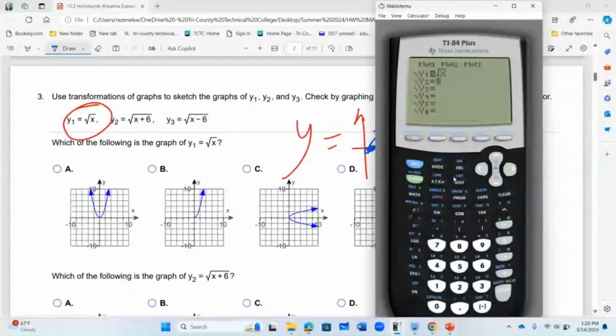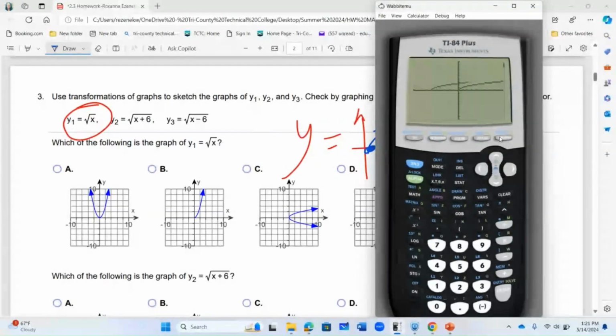You do the same, except that the translation is 6 units to the left. Remember, if you're adding a constant, it is to the left. If you are subtracting, it is to the right. So second square root x plus 6, x plus 6. And then the third one is second square root x minus 6. Remember to use this minus when you have more than 2 terms. All right, so my window is still good. It's a standard window. I can get what I have. So I'm going to graph.